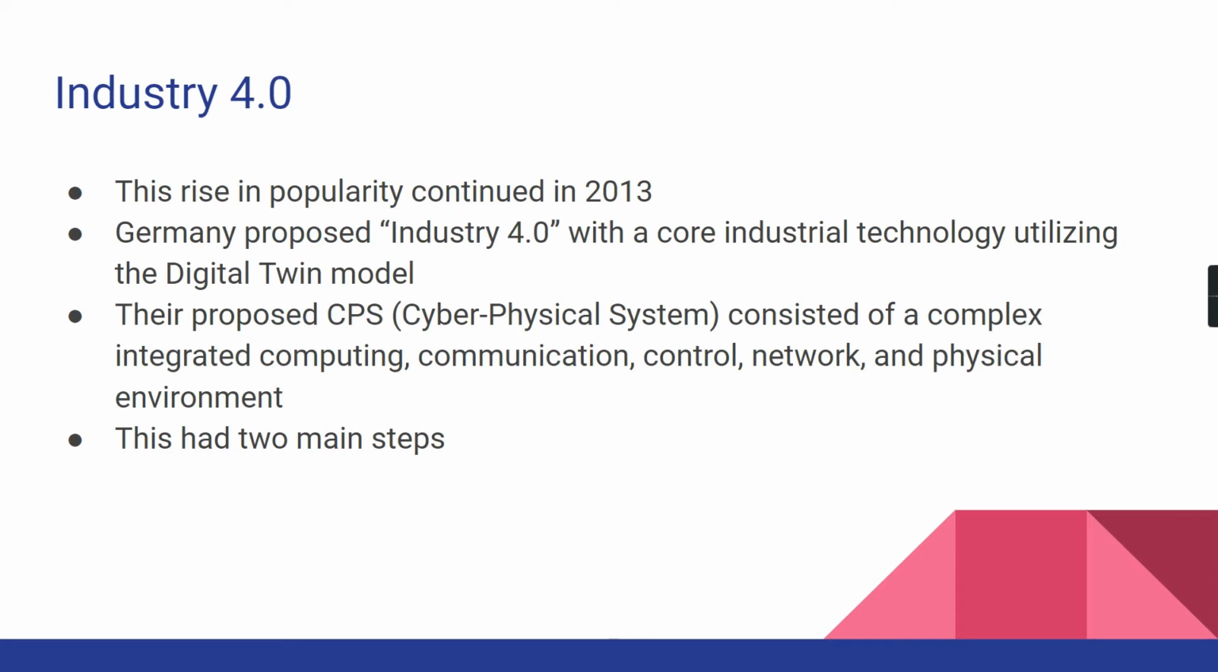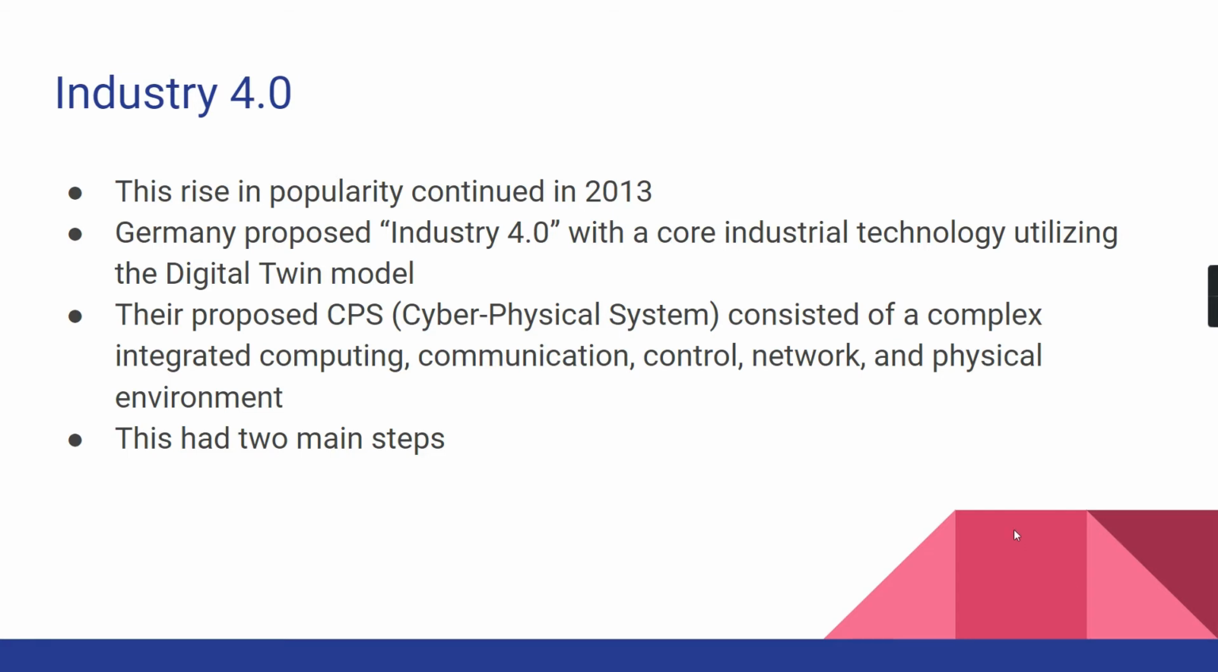And so, what else was an early adoption? That would be Industry 4.0, and this continued the rise in popularity of the digital twin started by NASA and the Air Force in 2013, when Germany proposed Industry 4.0 with the core industrial technology utilizing the digital twin model. That technology was the CPS, or the Cyber Physical System, which consisted of a complex integrated computing, communication, control, network, and physical environment, which honestly ends up being almost exactly a digital twin, but the digital twin is just a way to realize what they put together as a goal for Industry 4.0, which was CPS.